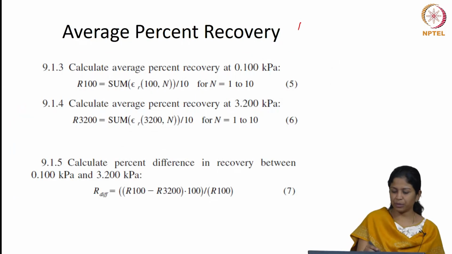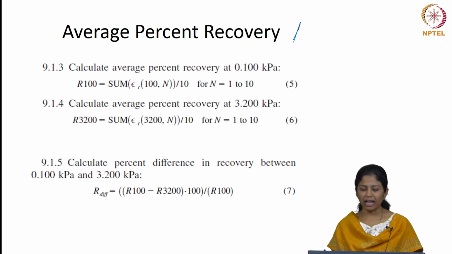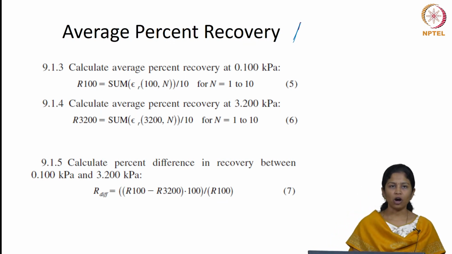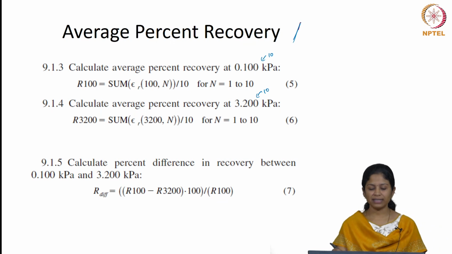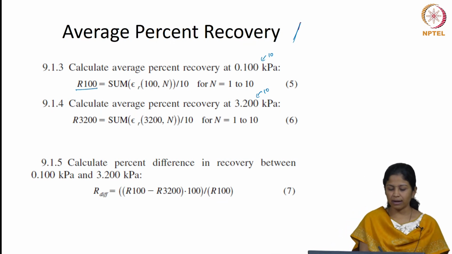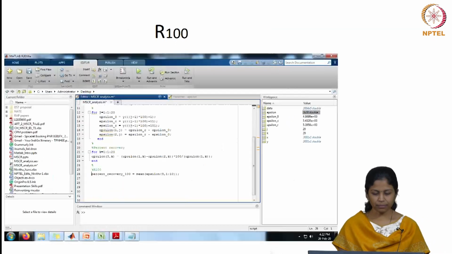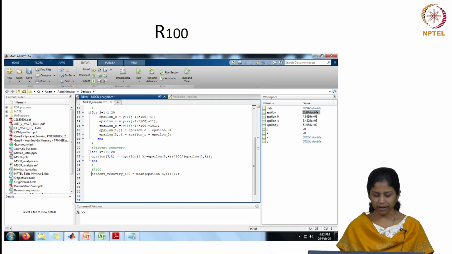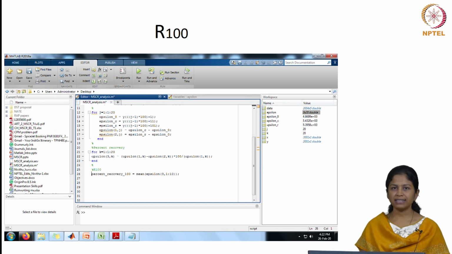The next parameter that we will calculate is average percentage recovery. We said we will calculate percentage recovery for all 10 cycles individually. So, for every cycle we will have one percentage recovery. For 0.1 kilopascal we will have 10 values, and here we will have 10 values. We need to average all these 10 values, and that is called R100 or R3200 depending upon the shear stress level. So, how to calculate R100? This is percentage recovery 100. I have named it that way for easy understanding.